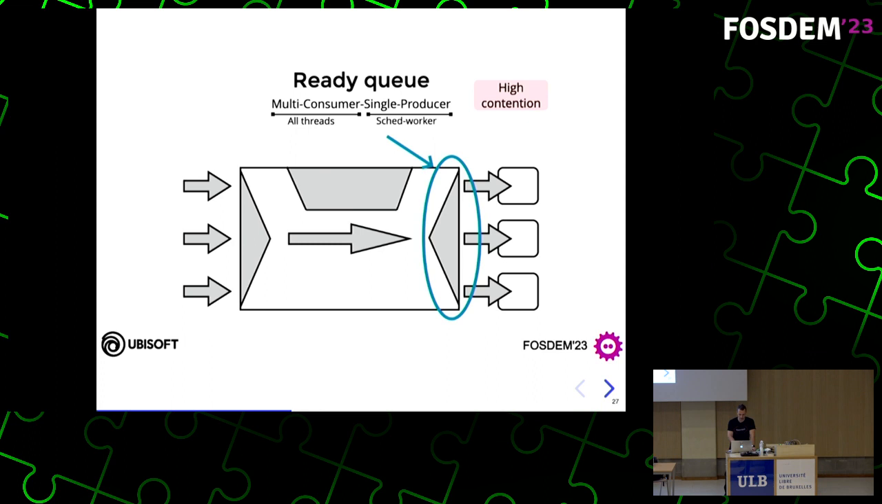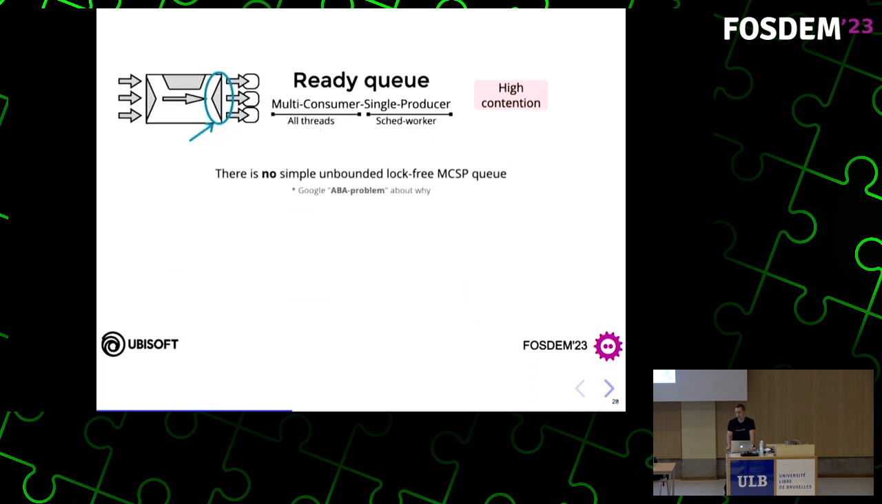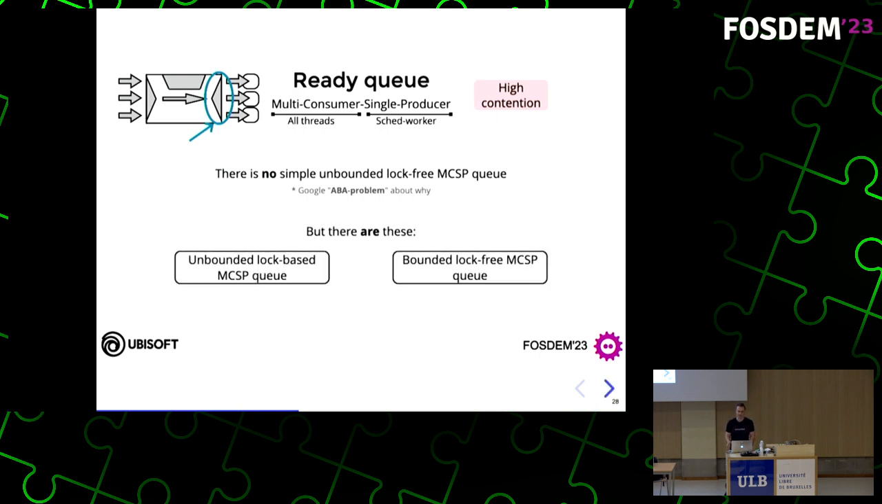We have to deal with it somehow, although unfortunately I don't know a nice simple algorithm for an unbounded and lock-free queue of this type. For the reason why, you can Google the ABA problem after the talk. It's also quite complicated. We will not have time to dive into this. But just know that it is much more complicated than the multi-producer single-consumer version. Although I know a couple of other queues, unbounded lock-based and bounded lock-free.